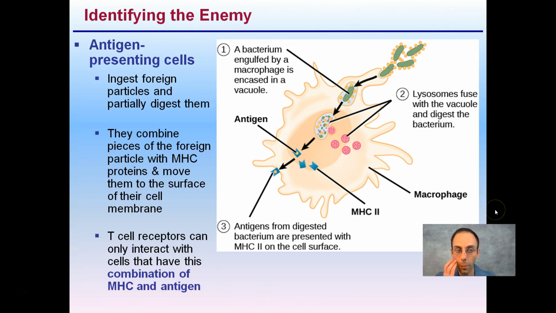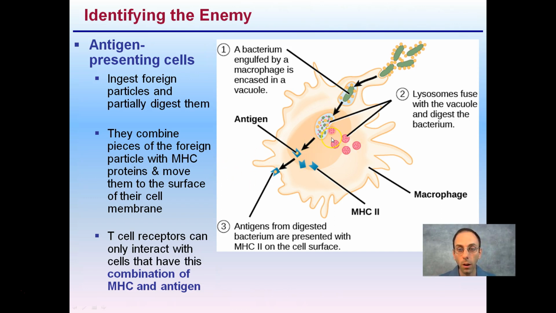So we have antigen presenting cells, sometimes abbreviated APC cells. They ingest foreign particles or partially digest them. In this case here we have a macrophage that has encapsulated this bacterium in a vacuole. They then combine pieces of foreign particles with MHC proteins and move them to the surface.